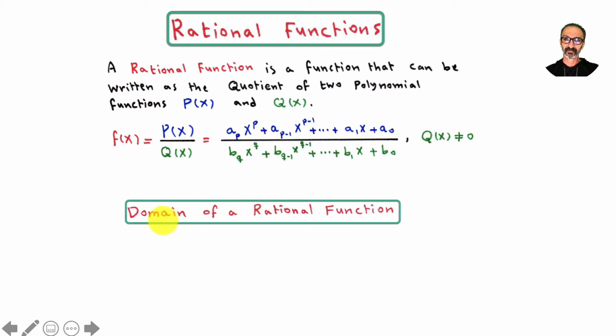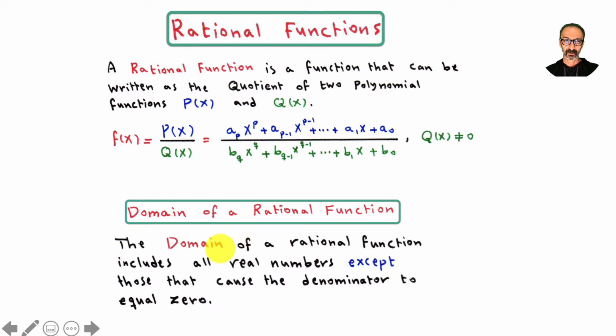The domain of rational functions includes all real numbers except those that cause the denominator to be 0. Anything you could plug in is fine, except what makes the denominator equal to 0. We should take it out of our set of domain.